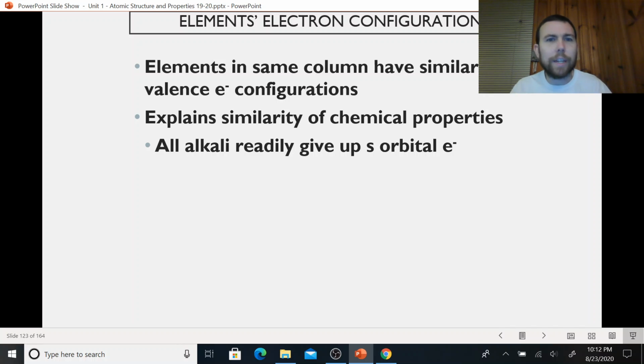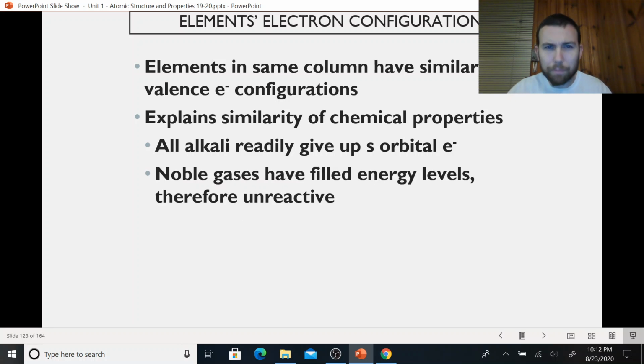Now, we can look at something like the alkali metals, for example. They all readily lose one electron in their s orbital, so they can have that noble gas configuration. We know that our noble gases, when we look at their electron configurations, all of their valence orbitals have been filled. And because their valence orbitals have been filled, the noble gases are unreactive.